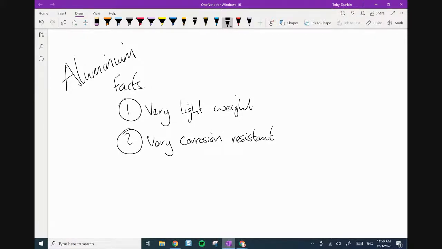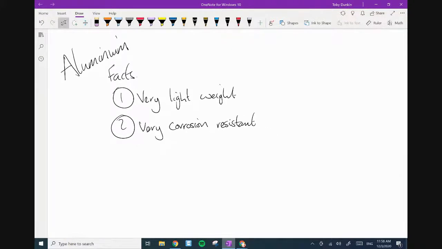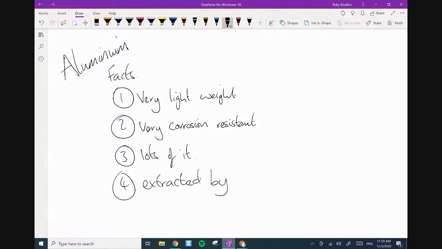This is good because it means you can have it out in the rain and it just doesn't matter. It's not going to rust. Number 3, it's very abundant. Lots of it. I'm going to say readily available resource. Number 4, extracted by electrolysis.